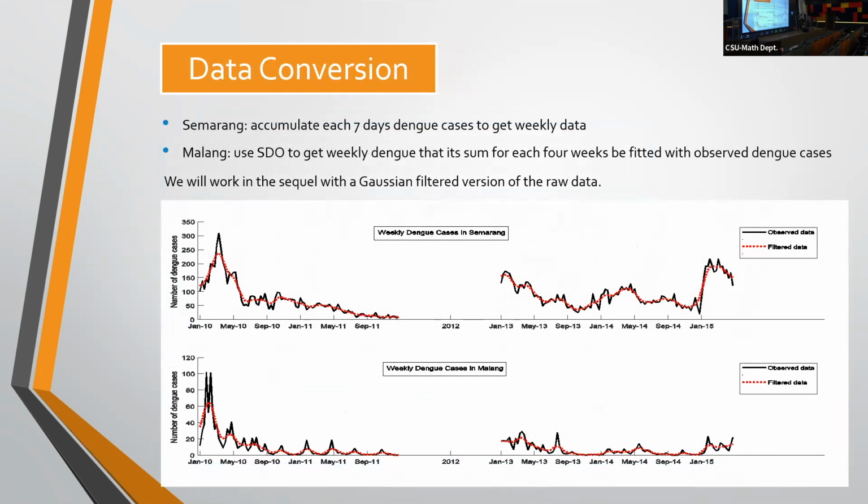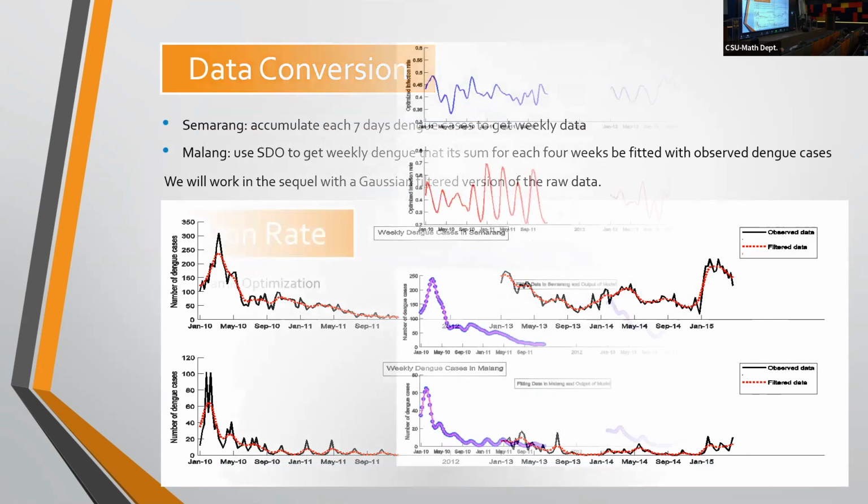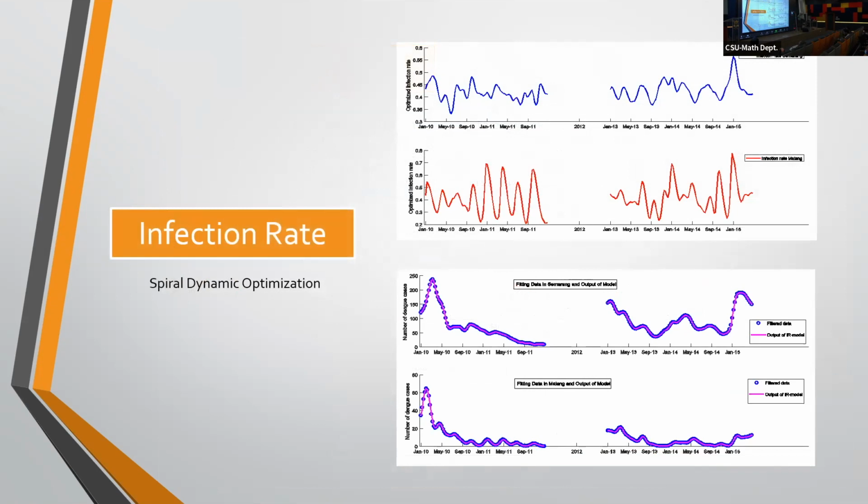First, we use data conversion because Semarang accumulates its 7 days of dengue cases to get weekly data, but we have some lost data in Malang, so we transform the data. Then we can compare the two areas.